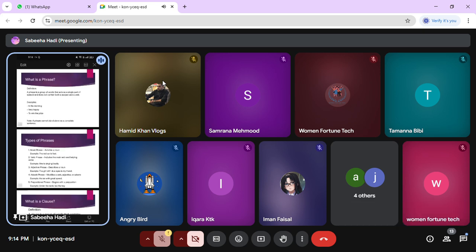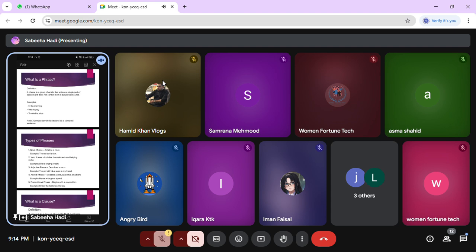Note, a phrase cannot stand alone as a complete sentence. Means a phrase cannot stand alone. It needs another sentence or another clause, etc. Now, types of a phrase. We have some types of a phrase. The first one is noun phrase.